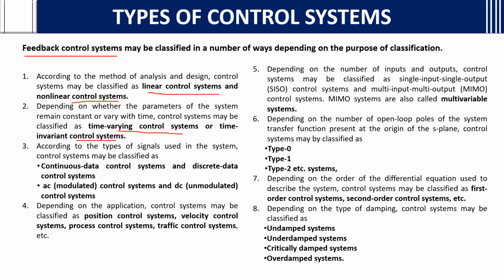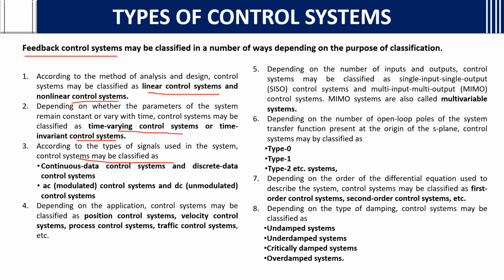According to the types of signal used in the system, control systems may be classified as continuous data or discrete data, AC control systems or DC control systems. Continuous data is in the form of a sinusoidal wave, and discrete data is at discrete levels, that is, discrete bits like zeros and ones. Continuous data is an AC signal or DC signal, like that.